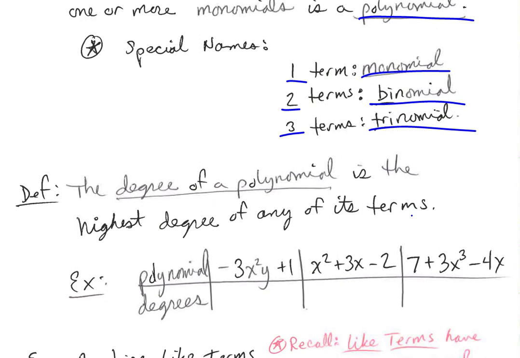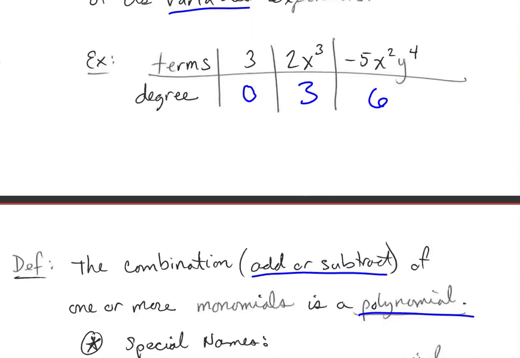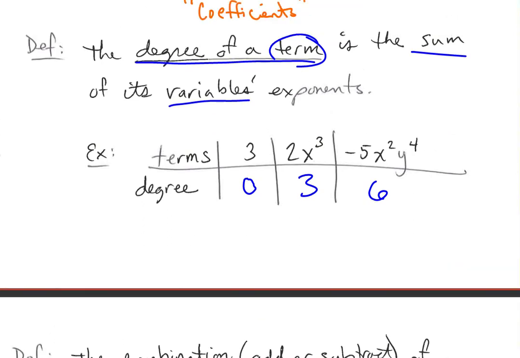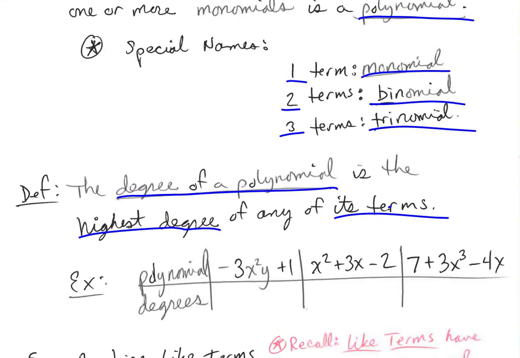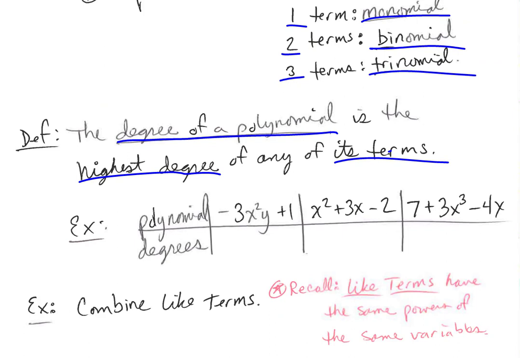Now let's also add the following. The degree of a polynomial is the highest degree of any of its terms. So notice we've already discussed the degree of a term. That's what we said previously. But now we're talking about the degree of an entire polynomial, which is a collection of terms. It's simply the highest of any of the degrees of any of its terms.